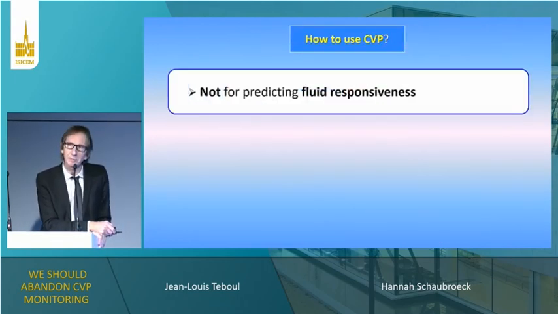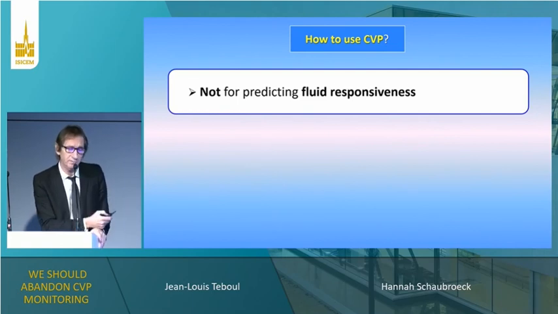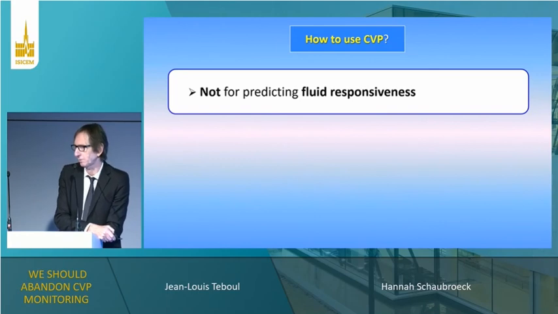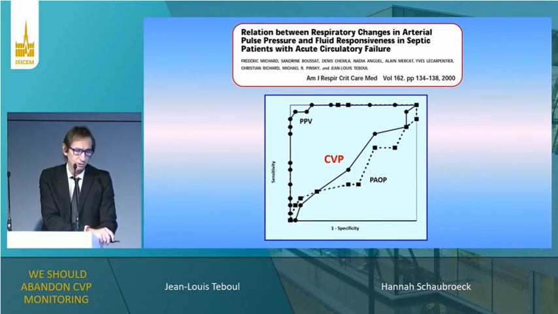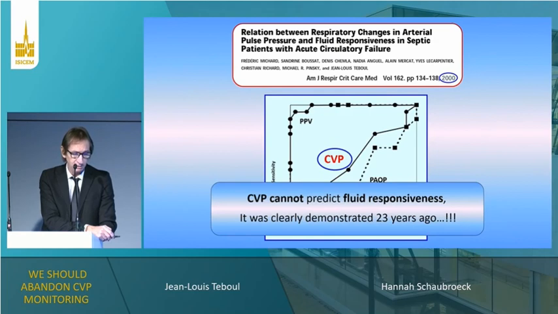Okay, how to use CVP and how do I use CVP? Of course, not for predicting fluid responsiveness. This could be a big mistake. More than 20 years ago, in this study with Frank Michard and others in my unit, we showed that CVP was not a good predictor of fluid responsiveness when you look at the area under the ROC curve. This was demonstrated 20 years ago in this study.